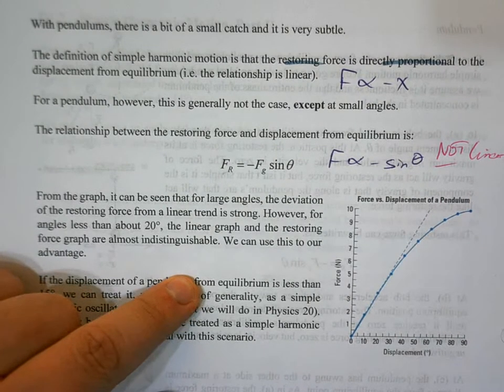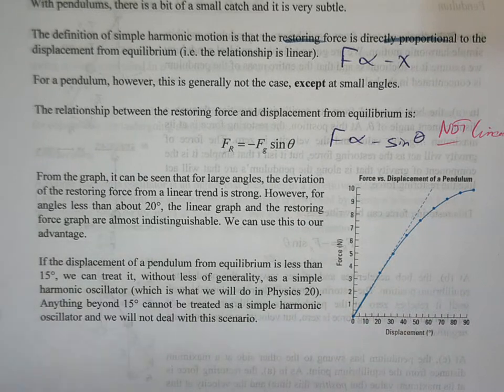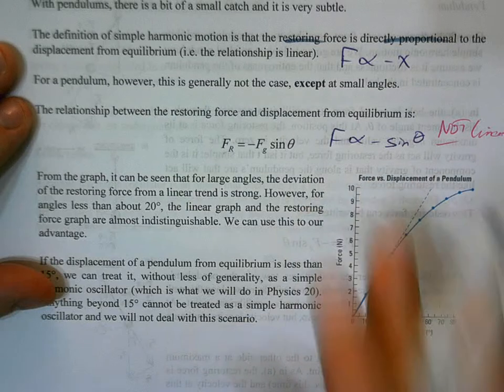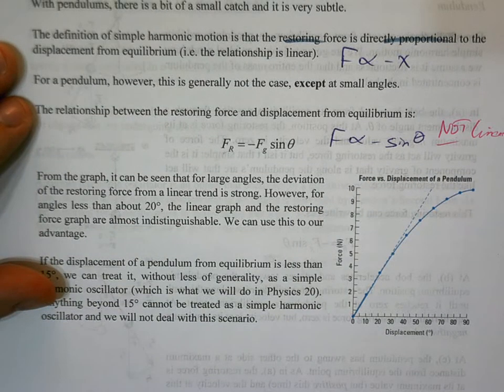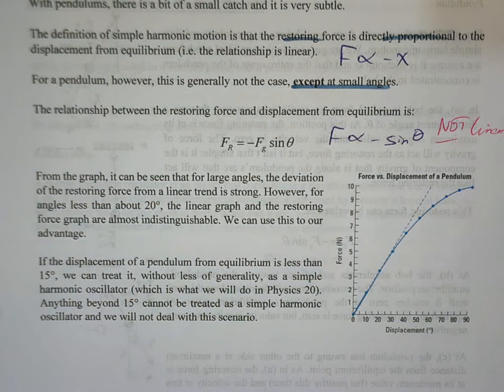Now we might think, uh-oh, what happened? Is this bad? No, it's actually not as bad as we think. Normally, we would say, okay, this is not a linear relationship, so we can't say that it's simple harmonic motion. We're going to do a little bit of magic here. We won't even call it lying, but we're going to do a little bit of a restriction. This whole thing is generally true: in general, pendulums don't exhibit simple harmonic motion, except at small angles.